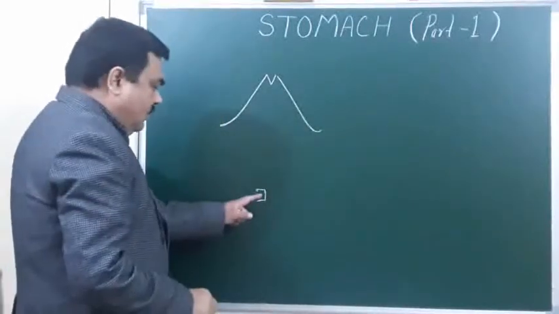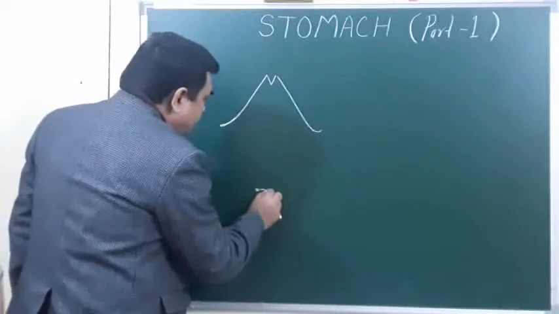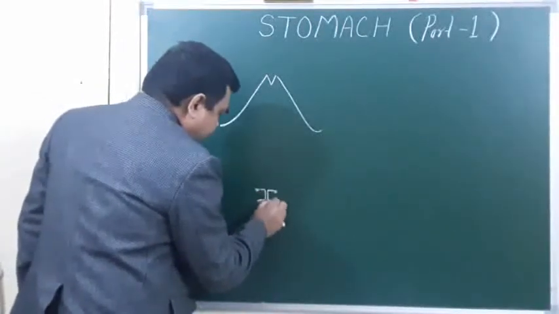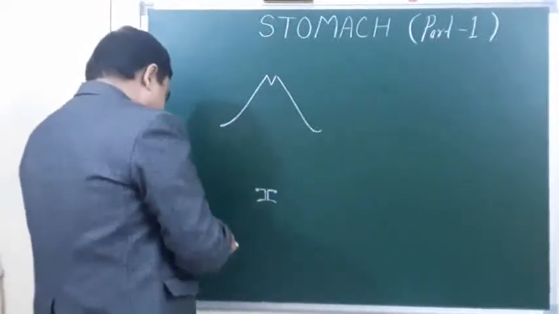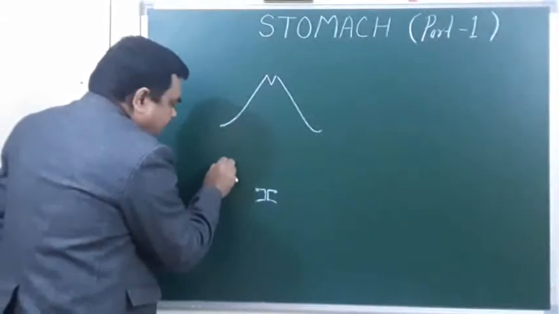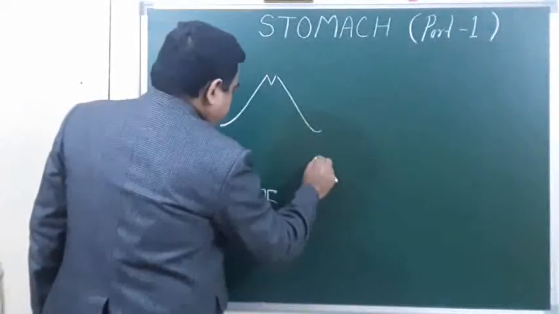This is the pubic bone. This is the pubic tubercle, pubic symphysis, pubic tubercle. Here is the position of the anterior superior iliac spine. This is the anterior superior iliac spine.